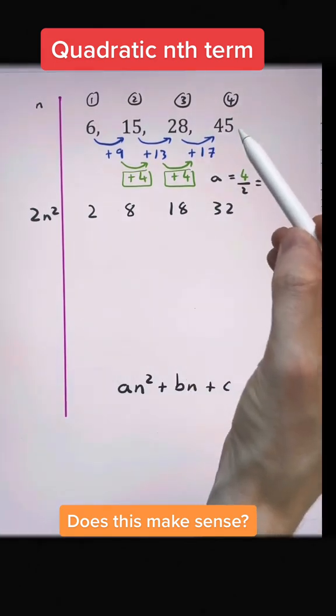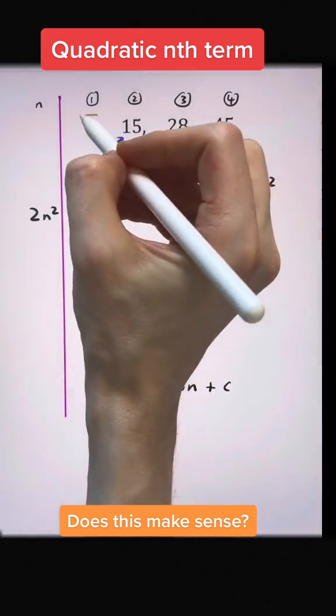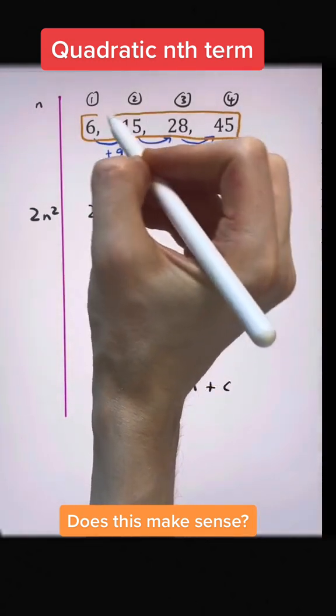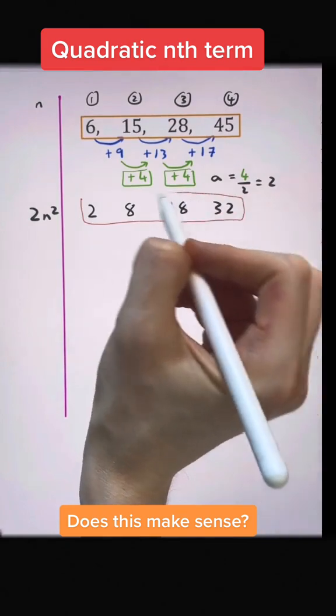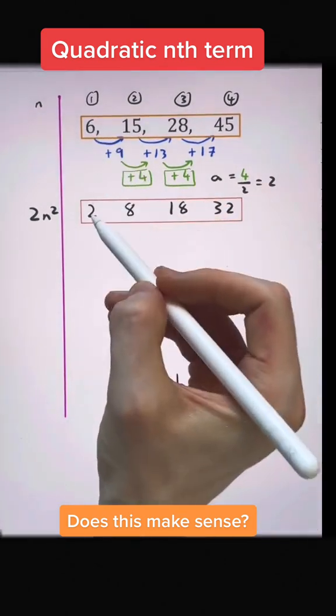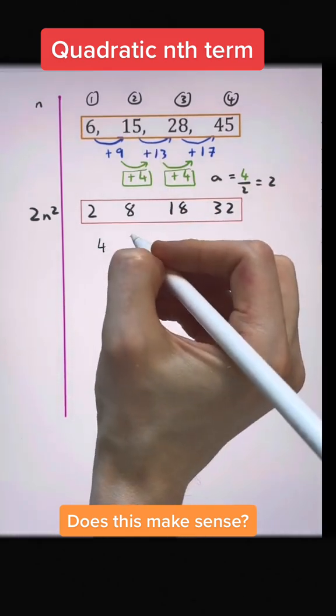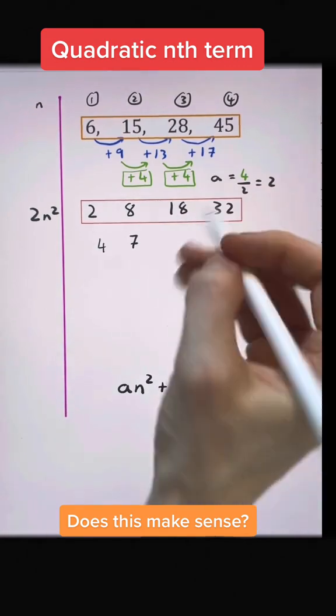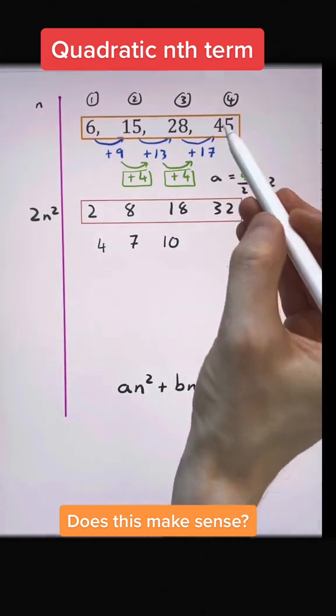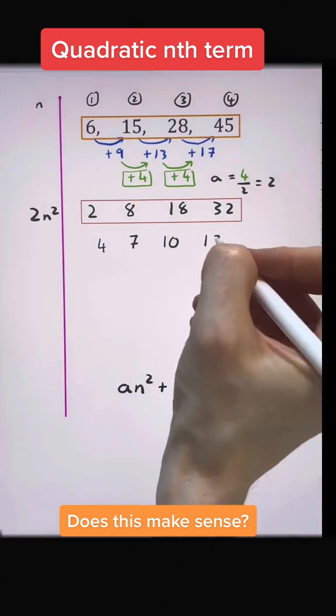We now subtract our original sequence from our new sequence. 6 subtract 2 gives us 4. 15 take away 8 gives us 7. 28 subtract 18 gives us 10. And 45 subtract 32 gives us 13.